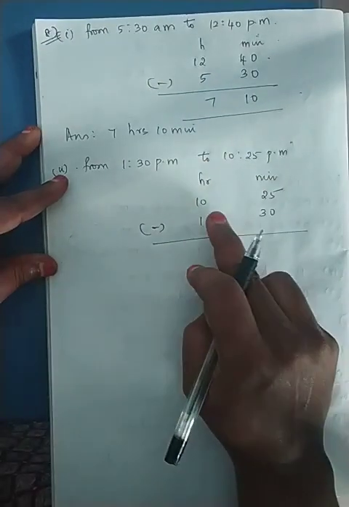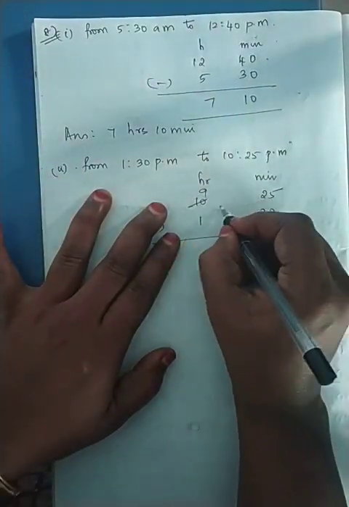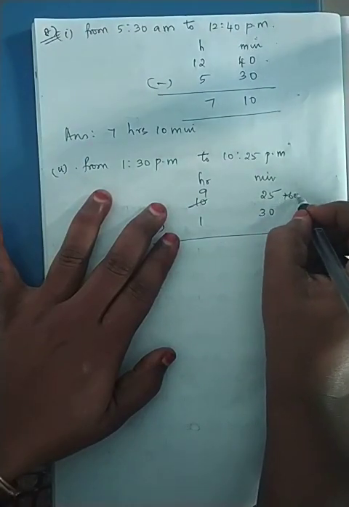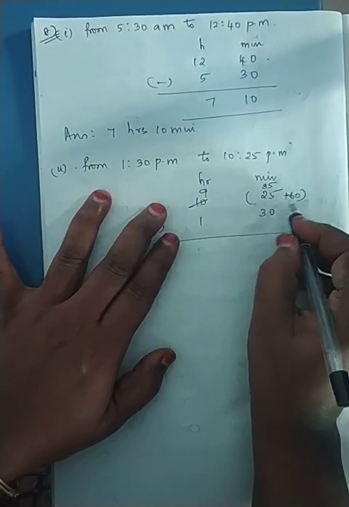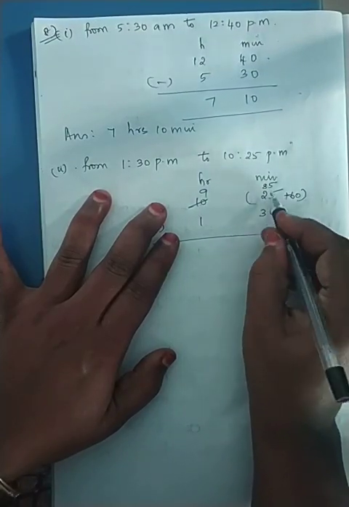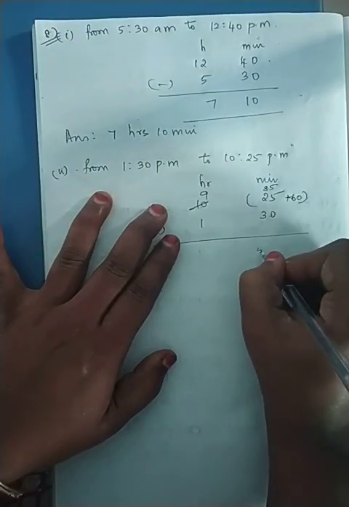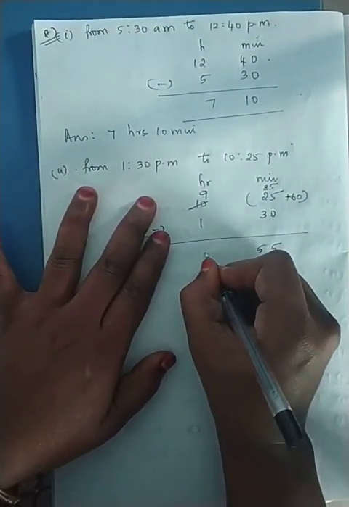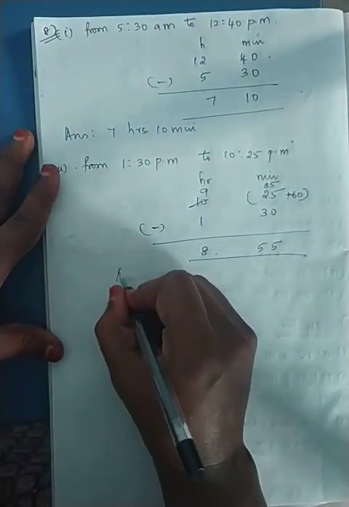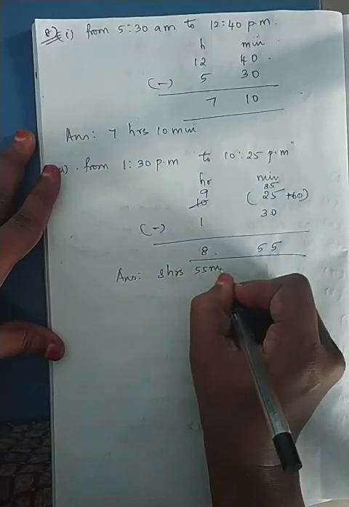I have to borrow an hour. So when I borrow an hour, I will be getting 60 minutes more. So this will become 85. 60 plus 25 will become 85. 85 minus 30, you will be getting 55 minutes. So this is 55 minutes and this is 8 hours. So the answer is 8 hours 55 minutes.